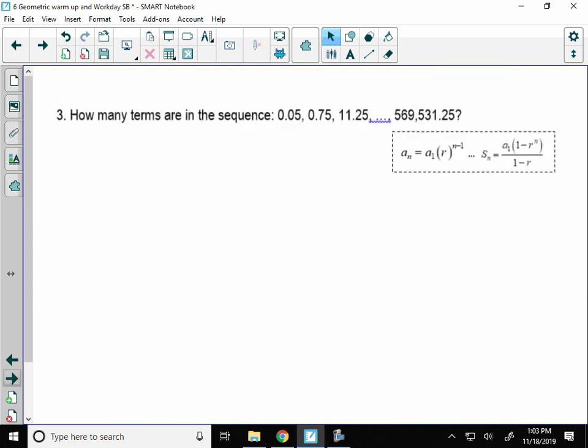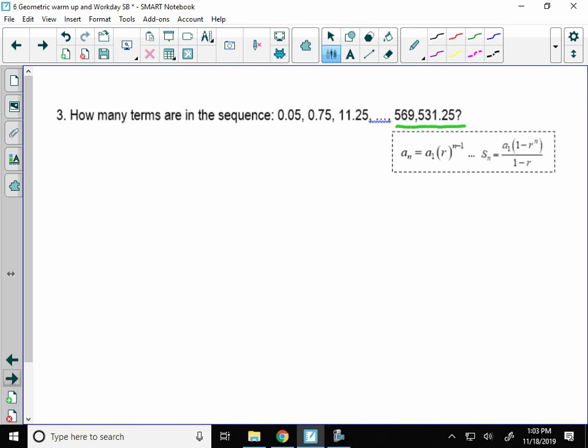Last one, flip your half sheet. We have done ones like this before. I'm just refreshing your memory. How many terms are in this sequence? 0.05, 0.75, 11.25. This number here on the end, this is all one number. 569,531.25. That's a term. It's not a comma, it's a term.